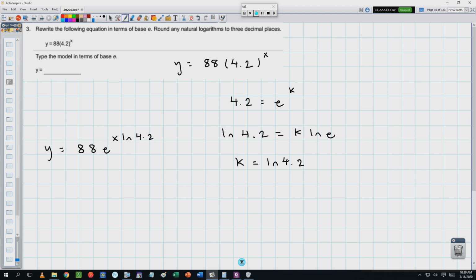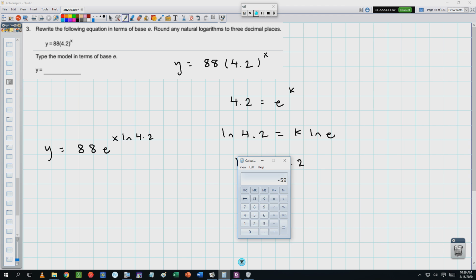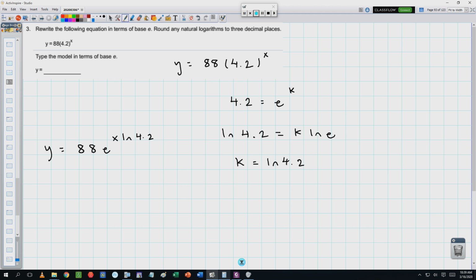That's the best that I can do. If I could bring up my super fancy calculator, but I can't do that using my super incredible calculator. Just can't do it.